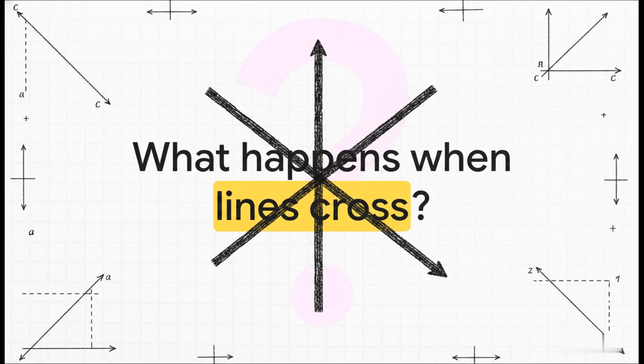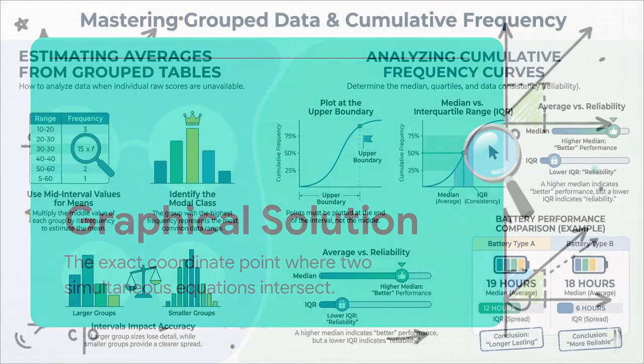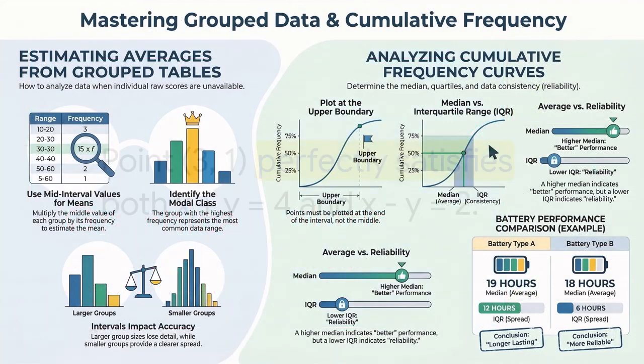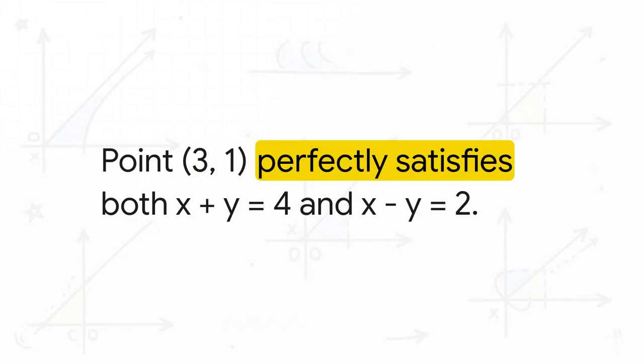Time for our final scenario. What exactly happens mathematically when two entirely different equations cross paths? That collision point is your graphical solution. It's the one coordinate perfectly satisfying both simultaneous equations. Here, the point (3, 1) is the ultimate bridge, solving both competing equations flawlessly at the exact same time.